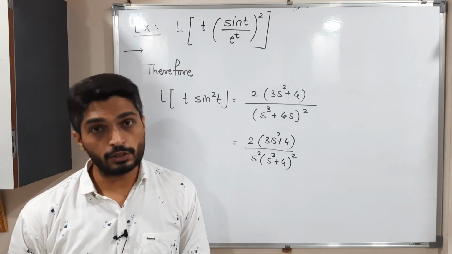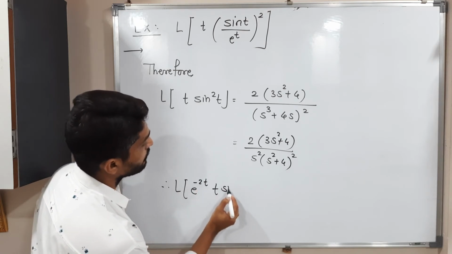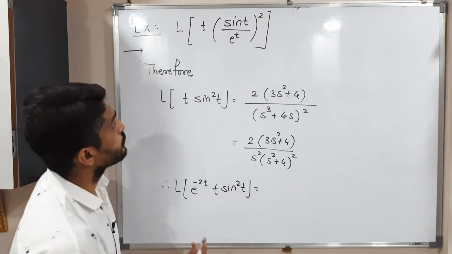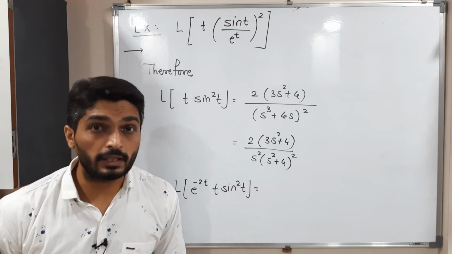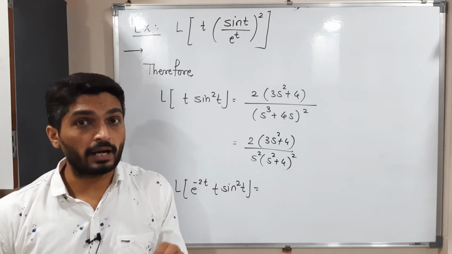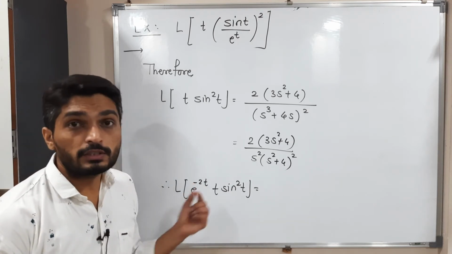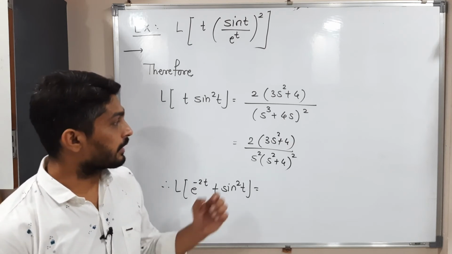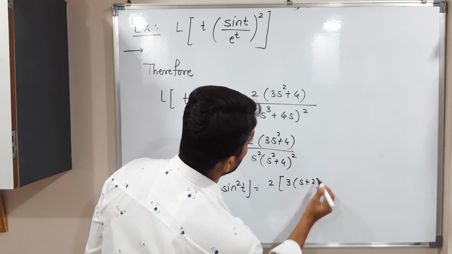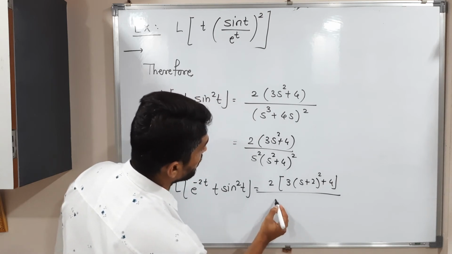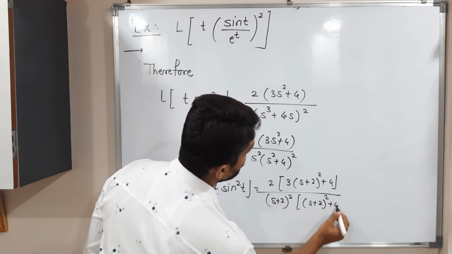After that I will consider that last function, the exponential function. So therefore Laplace of what we have to consider, e raised to minus 2t into t sine square t. Okay, e raised to minus 2t into t sine square t. So e raised to minus 2t, that means we have to go for the first shifting theorem. Minus 2 is there, so we have to replace s by s plus 2. Exactly the opposite sign we consider. So I should replace s by s plus 2. Okay, here I have to replace s by s plus 2. What will you get? 2 into 3 into (s plus 2) square plus 4, divided by (s plus 2) square, here we will have (s plus 2) square plus 4, whole square.